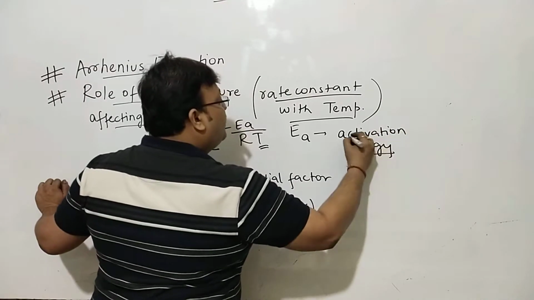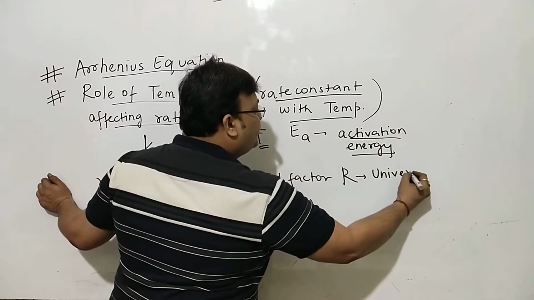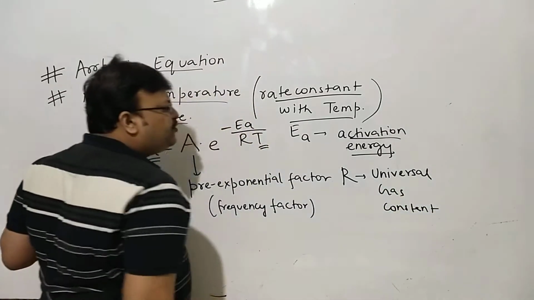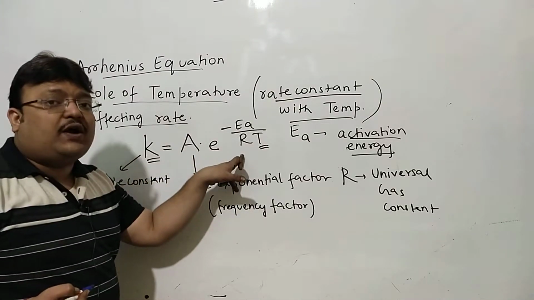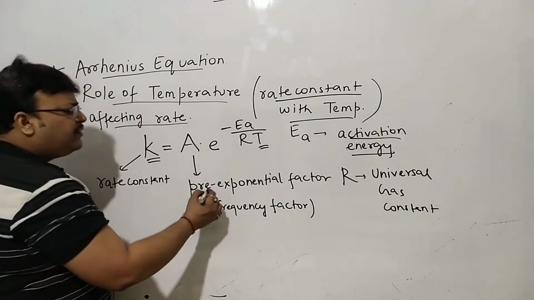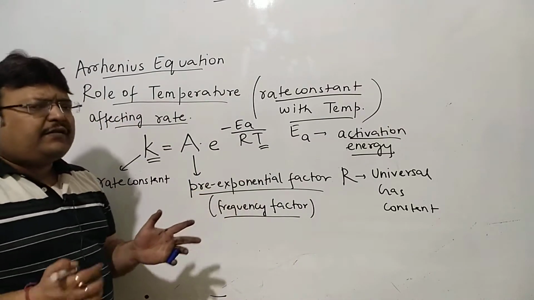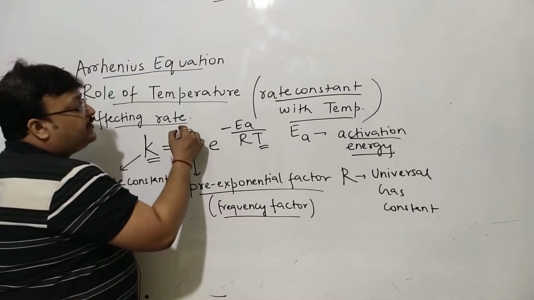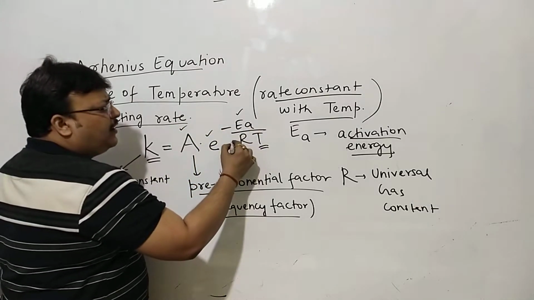which you will know is a constant for any given chemical reaction, and R is the universal gas constant. It's the same R which you see in PV is equal to nRT. Activation energy is constant for a given reaction. Pre-exponential factor is a constant for so many reactions of the same type. It's a big number. E is a number, this is a constant, R is a constant.